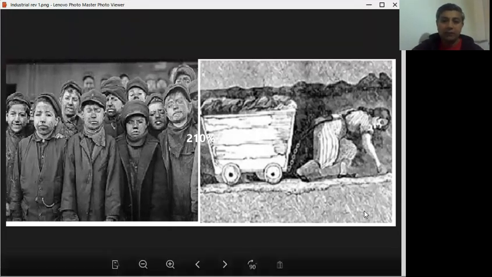Again, let's keep going playing riddles and look at the picture on the screen, and I'll give you 5 seconds to think about it. All right, these pictures come from what we call the Industrial Revolution.